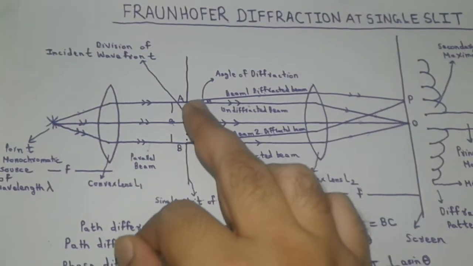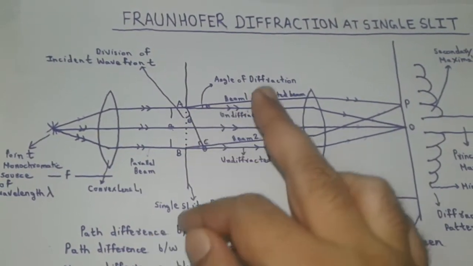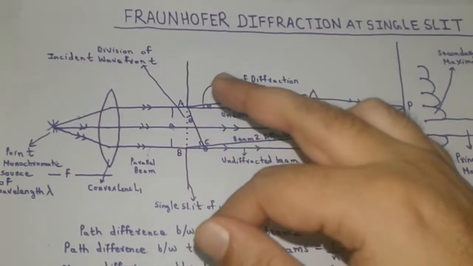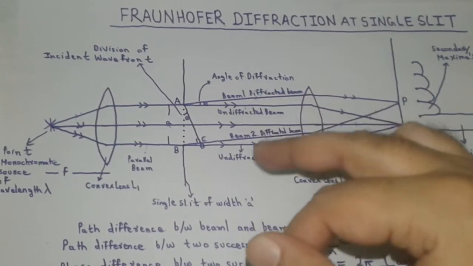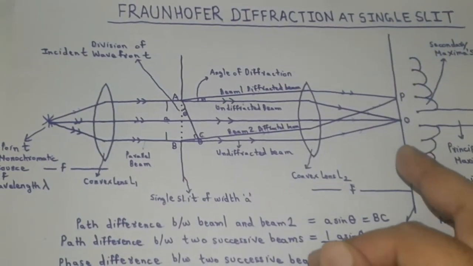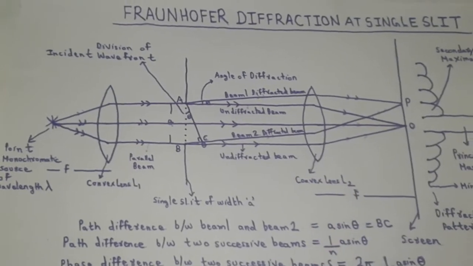Each part acts as a source of secondary wavelets or diffracted beams which spread out in different directions. These diffracted beams interferes to produce a diffraction pattern on the screen which is placed in the focal plane of convex lens L2.